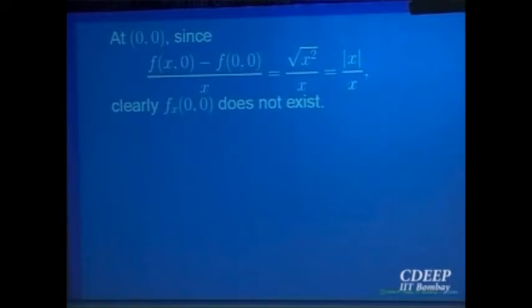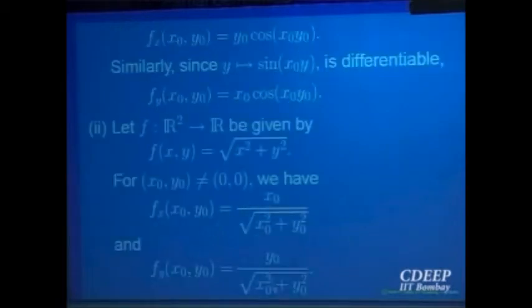Clear to everybody? So you have to be careful. Don't ever make the mistake of saying that this is the derivative at all points other than 0, 0, and hence at 0, 0, you put the value equal to 0.